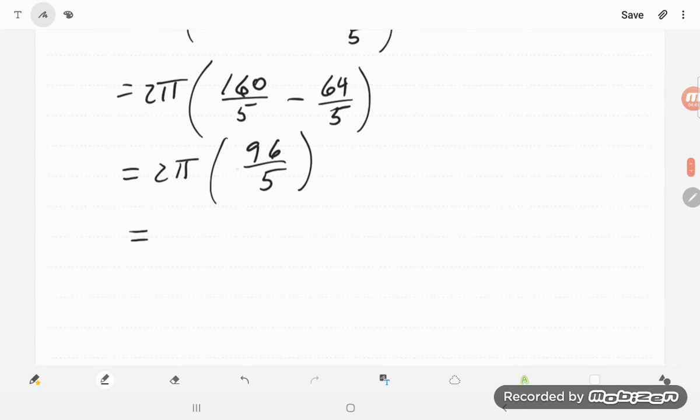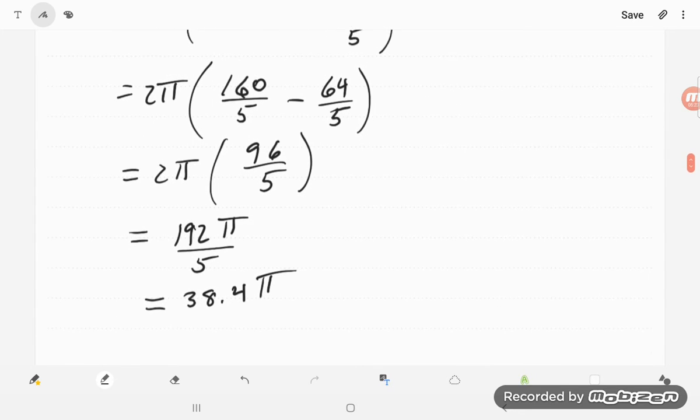And so that is 192 pi over 5. Now, 192 over 5, 190 over 5 is, what, 38? And so this is 38.4 pi. Okay, and since pi is a little more than 3, this is, what, 130-ish or something like that. Okay, so that's what I think it is, somewhere around 130.